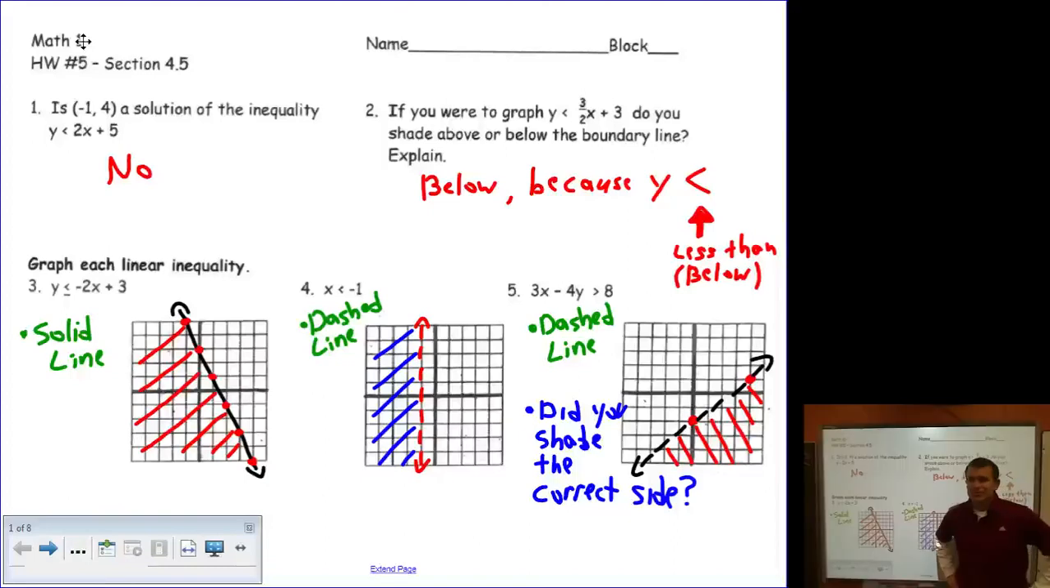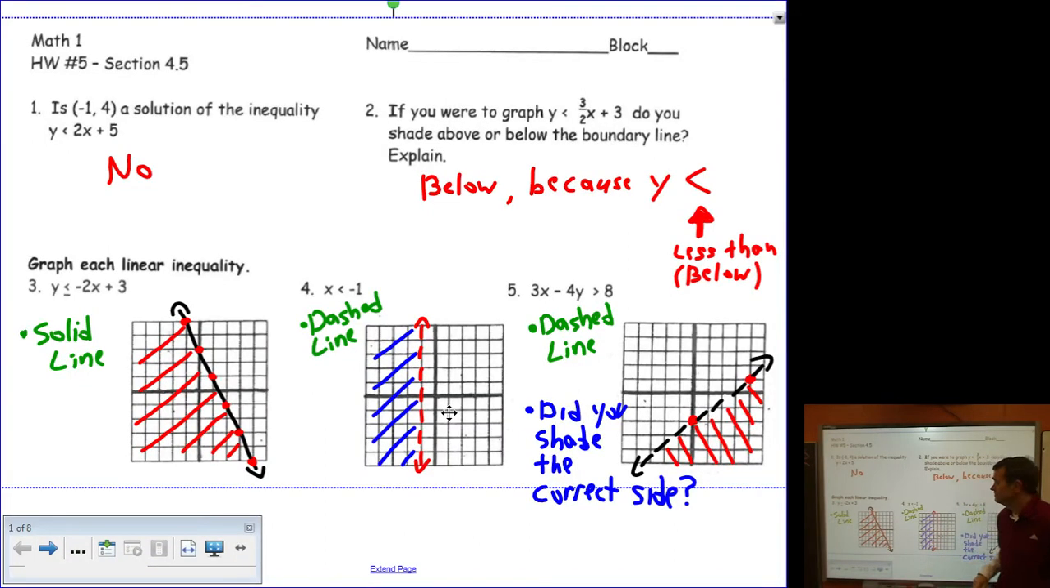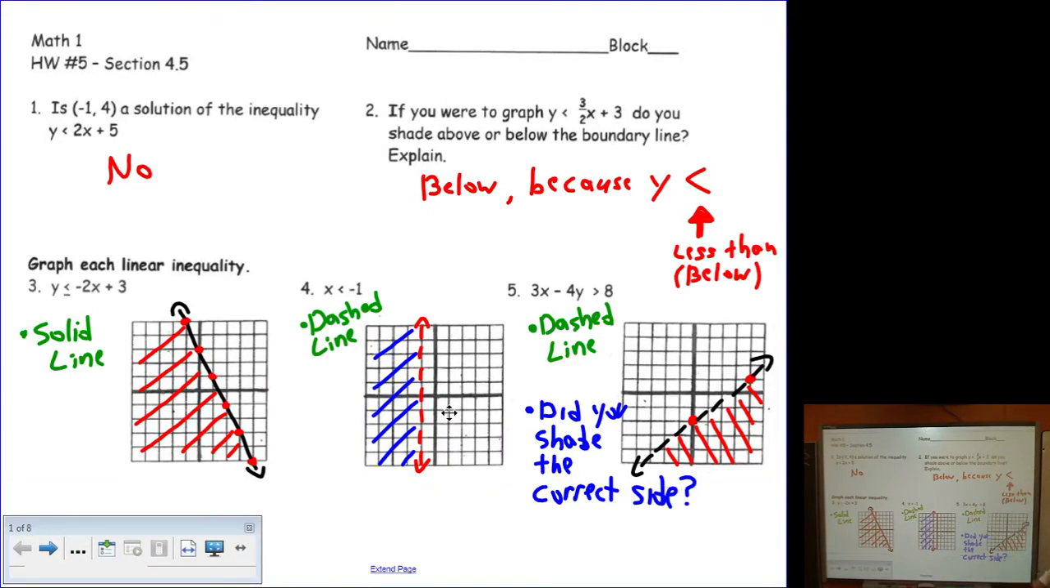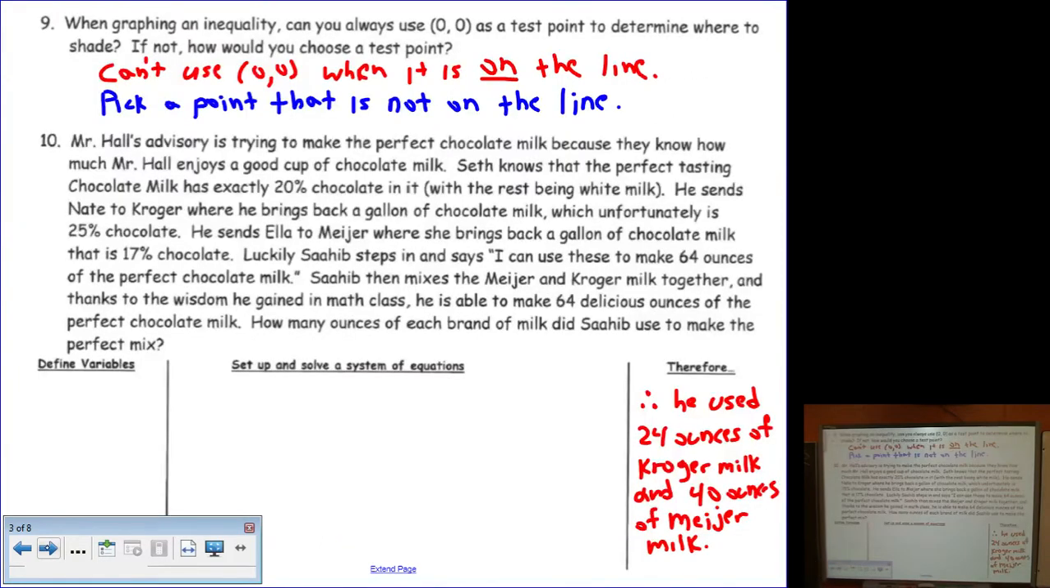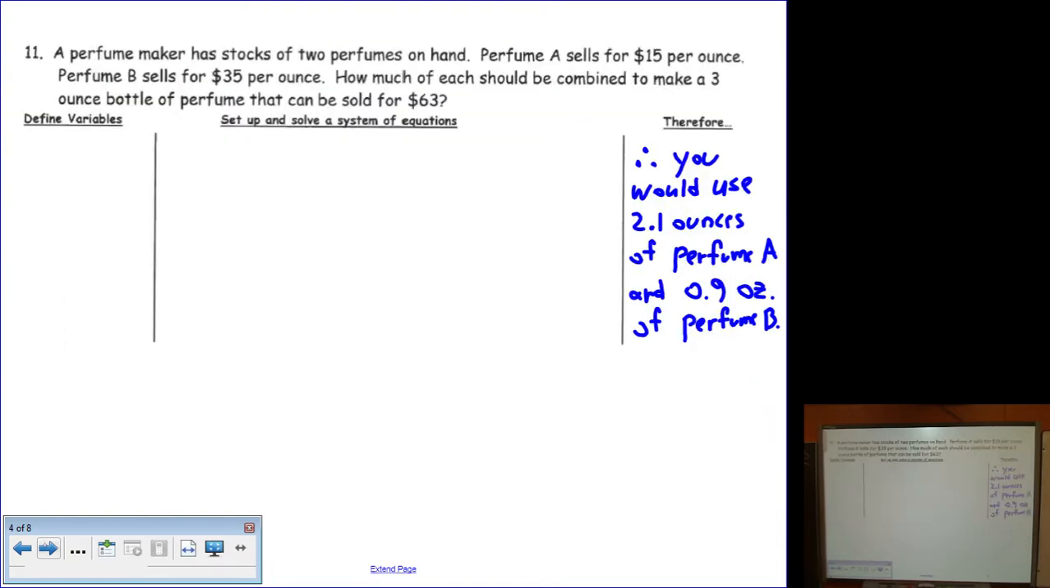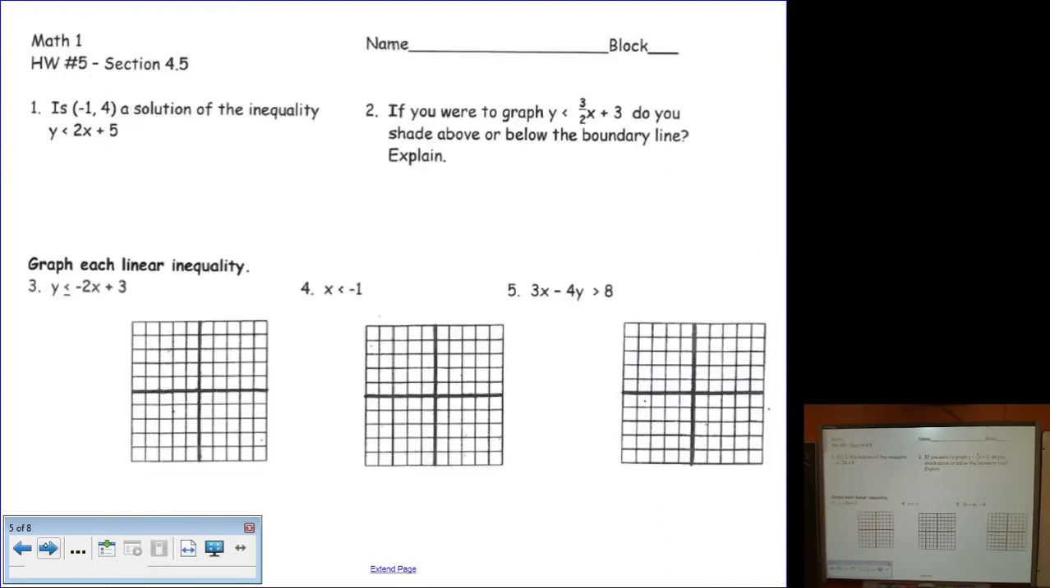Here are the answers to homework number 5. Check them out. All right, and we will work through them.